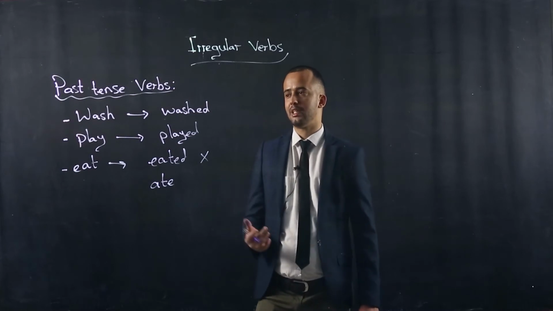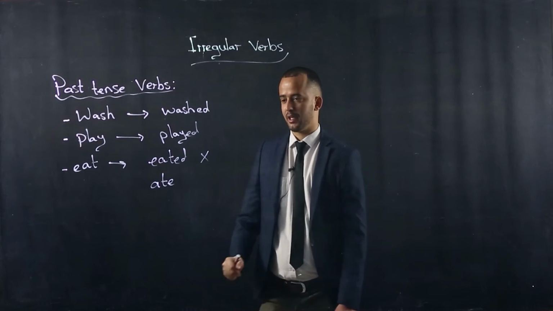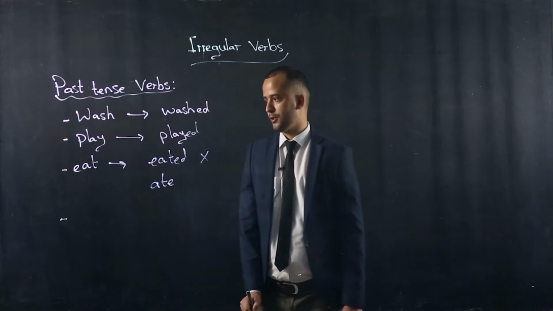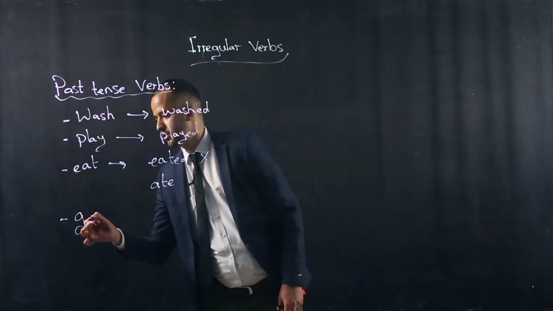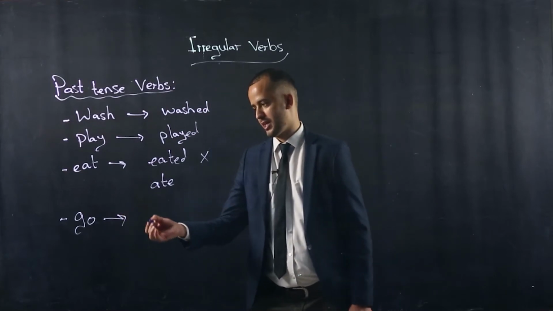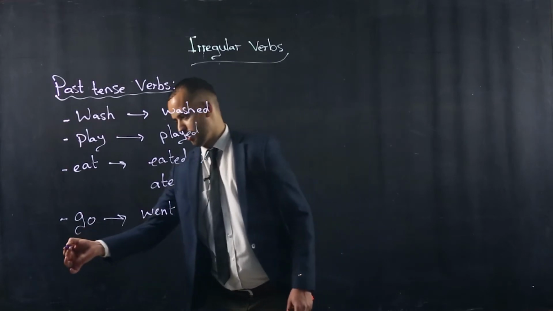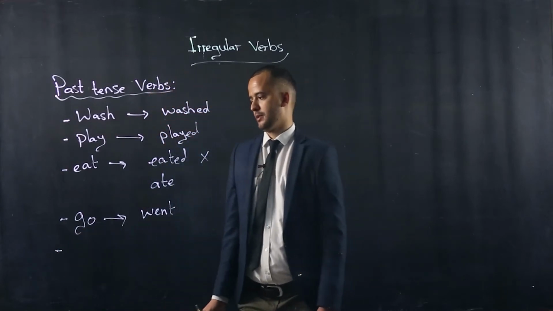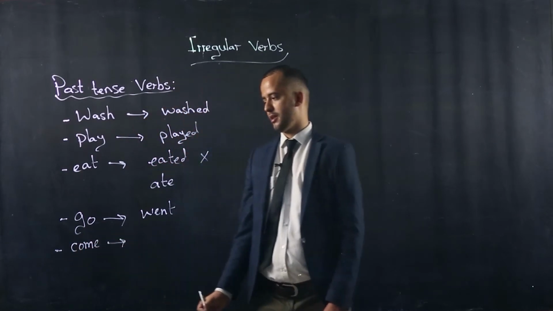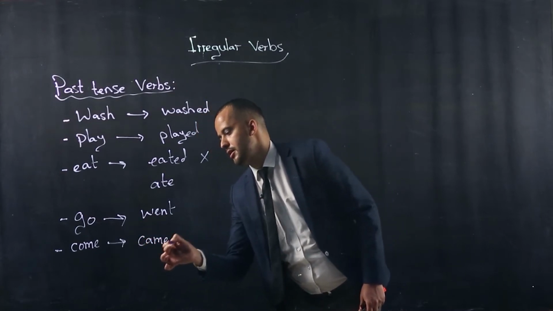They don't end with ed. These verbs are called irregular verbs, like eat, like also go. So when we change go to the past tense form, it's going to be went. Like also come. What's the past tense form of come? Come will change to came.